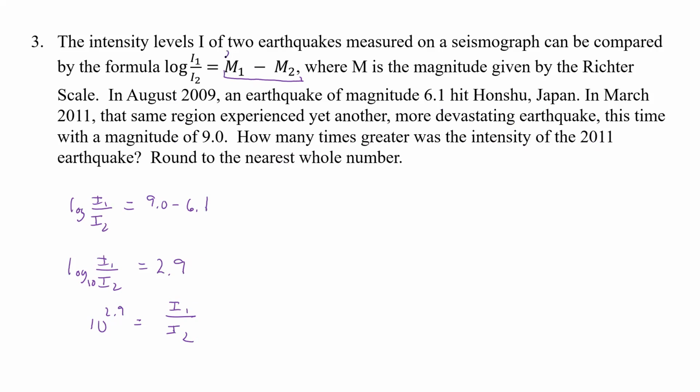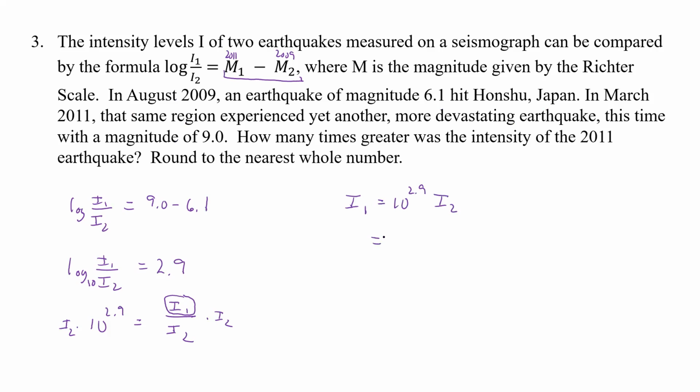Well, let's take and see. We called this one the 2011, this one the 2009, because this is the bigger, so the 1 goes with the 1. So I'm looking for I1. And so how do I get rid of I2 here? I'm going to multiply by I2. So I'm going to say I1 is equal to 10 to the 2.9 times I2.